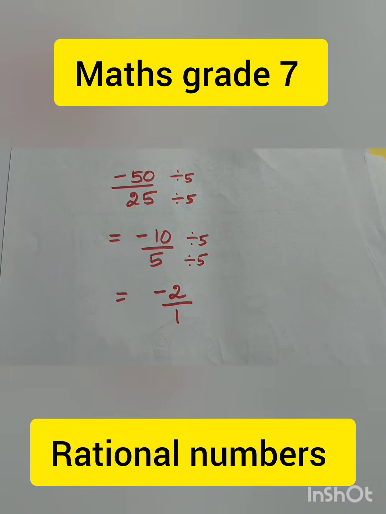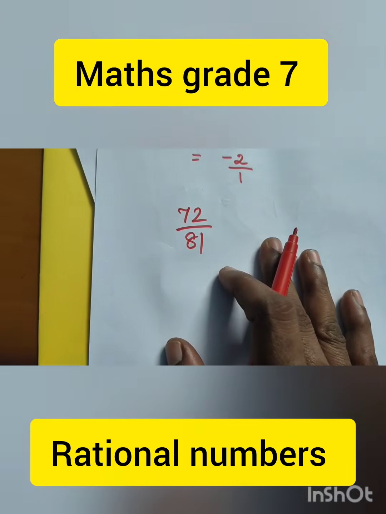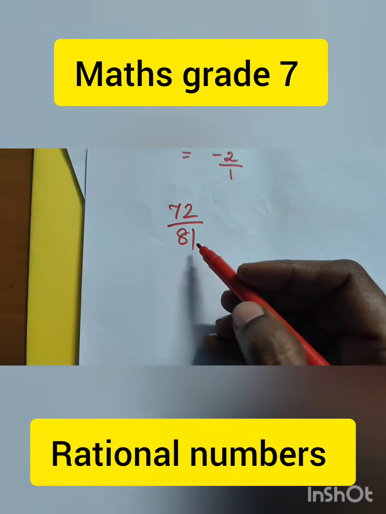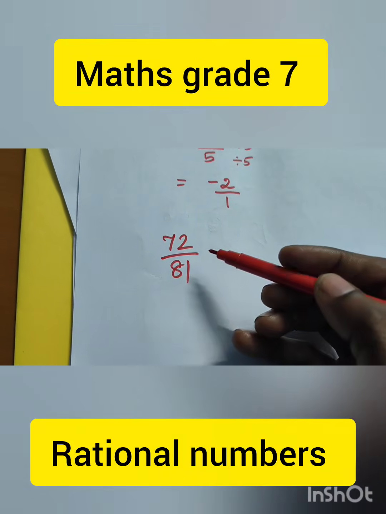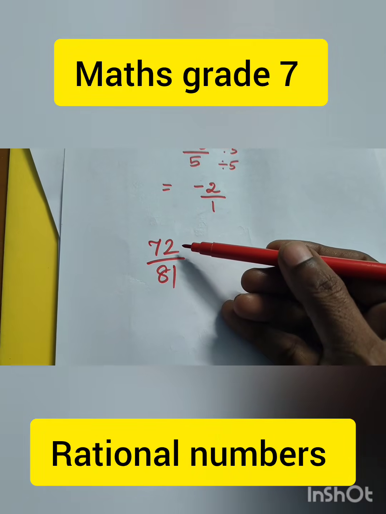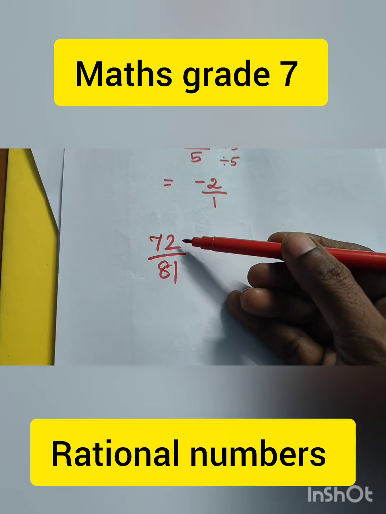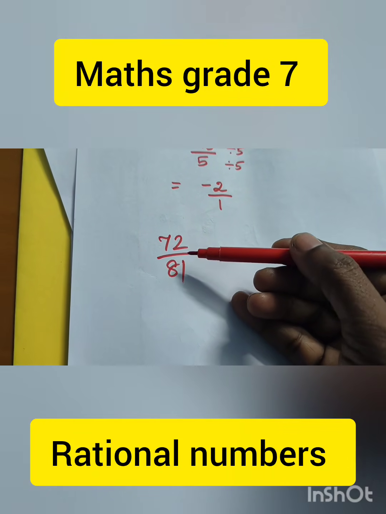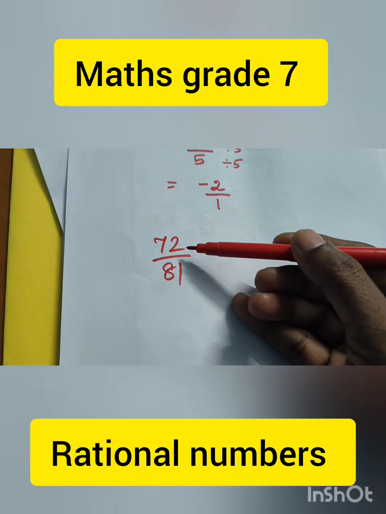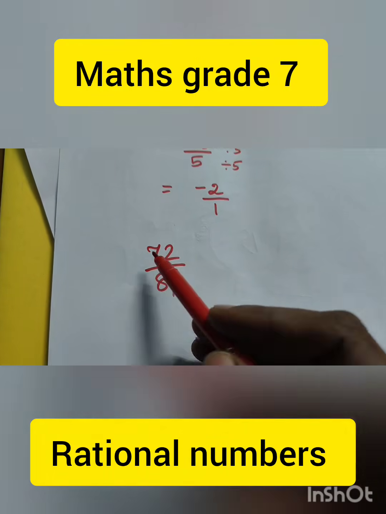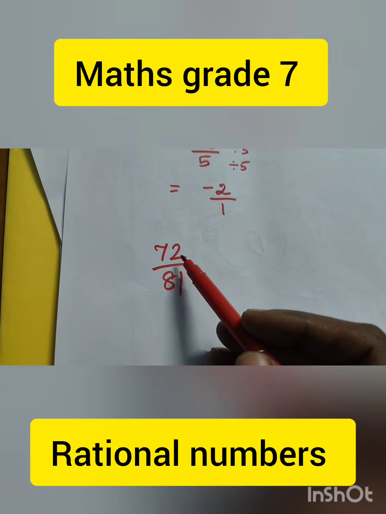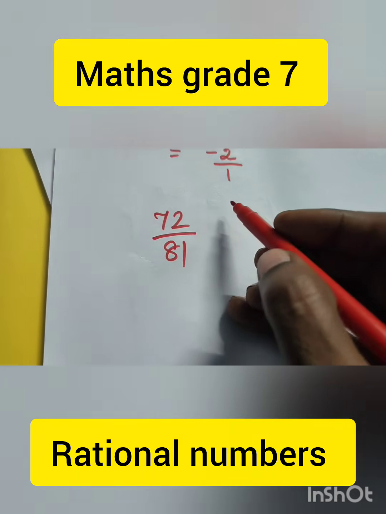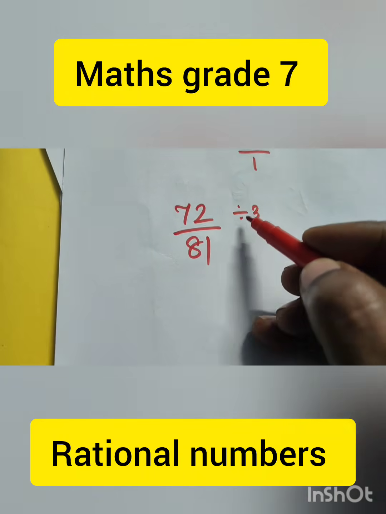Now let's take another example, 72 by 81. Now just look at the numbers 72 and 81. They both can be divided in the 3 table. See, 7 plus 2 is 9 and 8 plus 1 is 9. So both can be divided in the 3 table. So let's divide by 3.